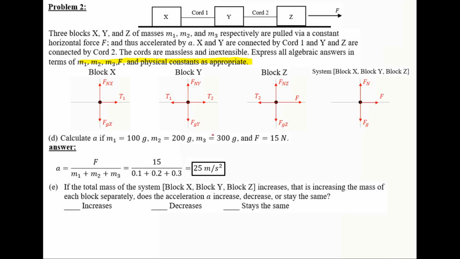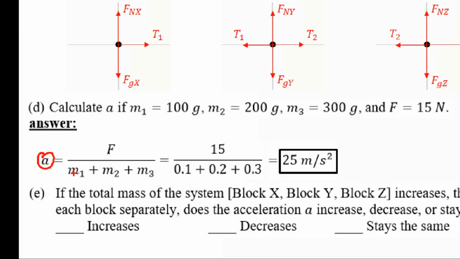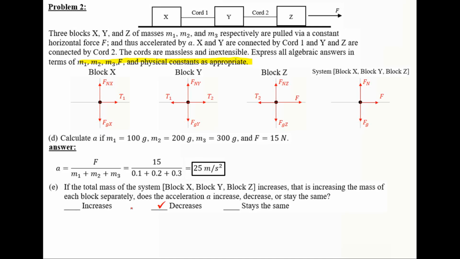And for the final part E, if the total mass of the system increases, that is increasing the mass of each block separately, does the acceleration A increase, decrease, or stay the same? And notice that they're not asking me for any justification, so we'll just choose the correct variation. In this case they're asking what happens to A if the total mass increases. Notice that A and the total mass are inversely proportional. If this increases, this would decrease, so I will go with decreases.